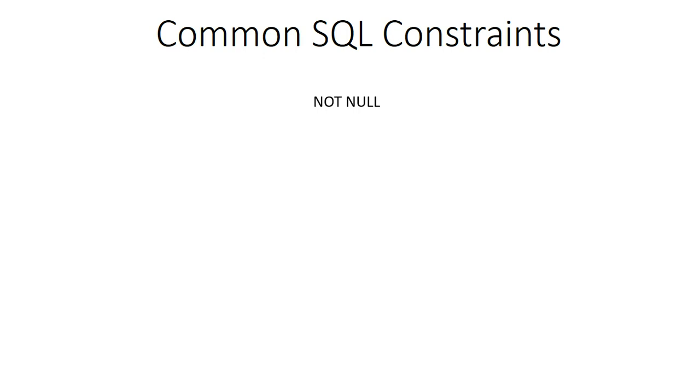Constraints are used to limit the type of data that can go into a table. This ensures the accuracy and reliability of the data in the table. If there is any violation between the constraint and the data action, the action is aborted. So with the not null constraint, we are ensuring that a column cannot have a null value. Each and every column that has this constraint cannot have a null value.